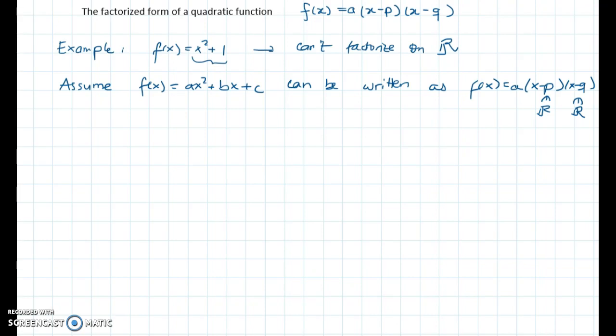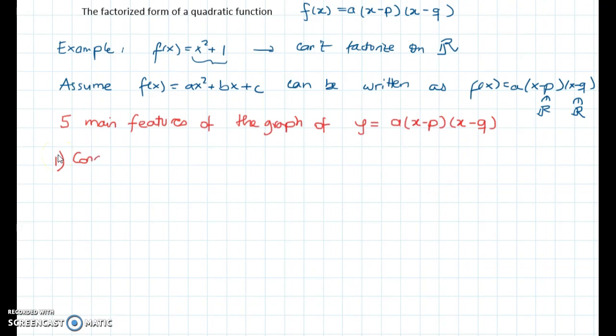So once we make sure that we can do that, I want to look at the 5 main features of the graph of our quadratic function. The first thing that we are going to write here is the concavity. And that's as usual given by a. It's going to be the coefficient of the leading term. If a is greater than 0, the concavity is positive, and if a is less than 0, the concavity is negative. So that's the first one of the features.